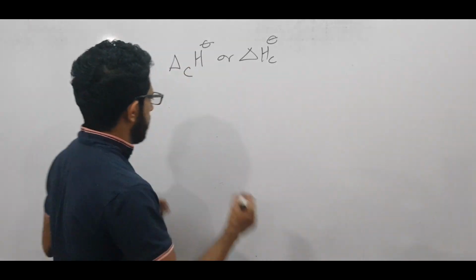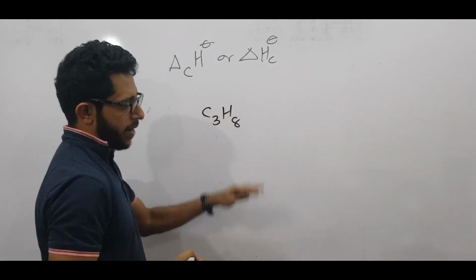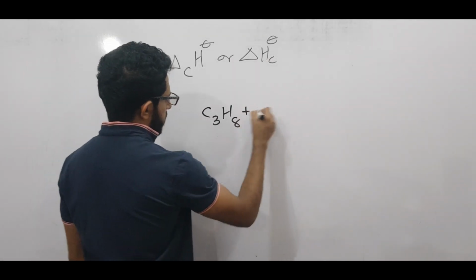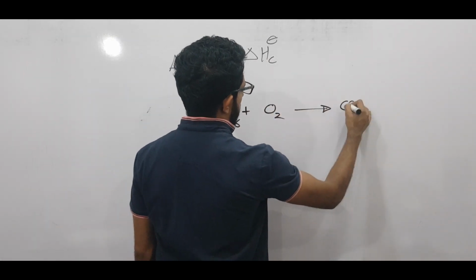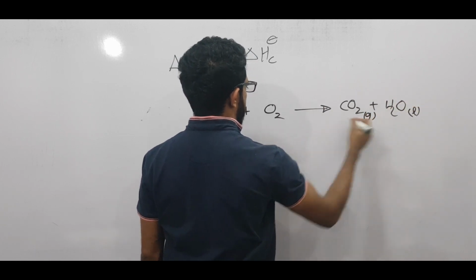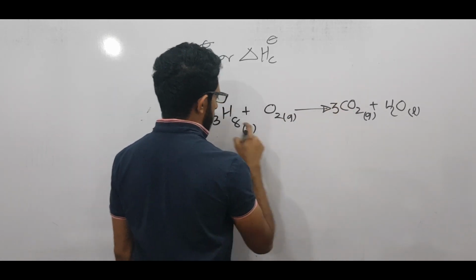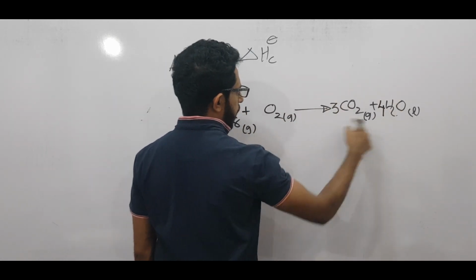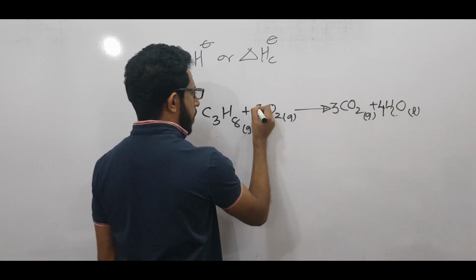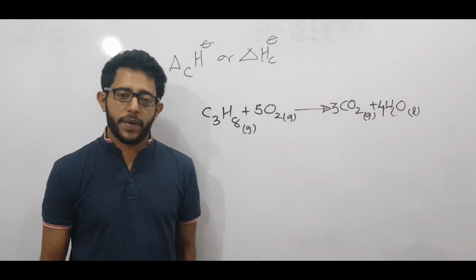For example, the combustion enthalpy of propane, C3H8. This is the reaction with oxygen to produce carbon dioxide and H2O. This is a liquid, and these are gases. 3 carbon, so 3 here, 8 hydrogen, so 4 here, 3 into 2, 6 plus 4, 10, so 5 here. So this is the combustion enthalpy reaction of propane.